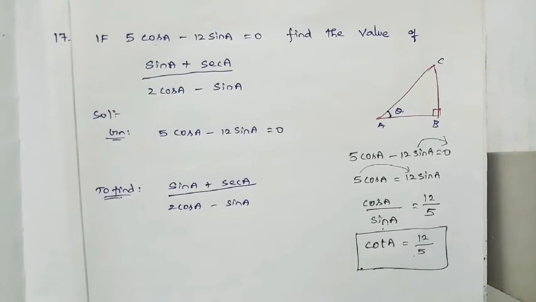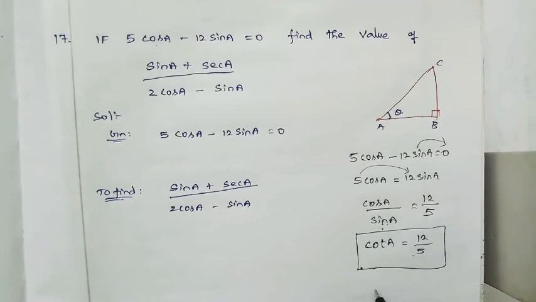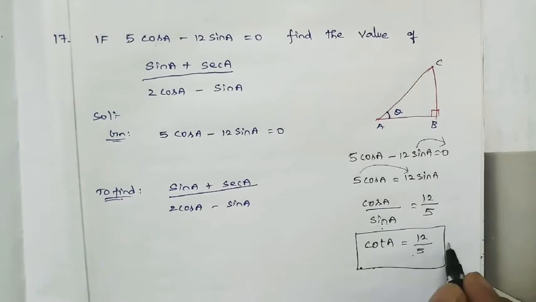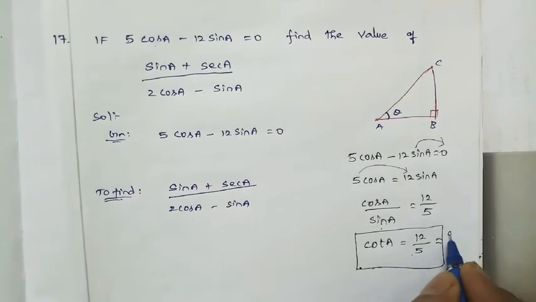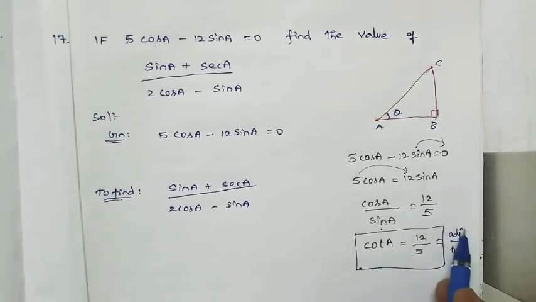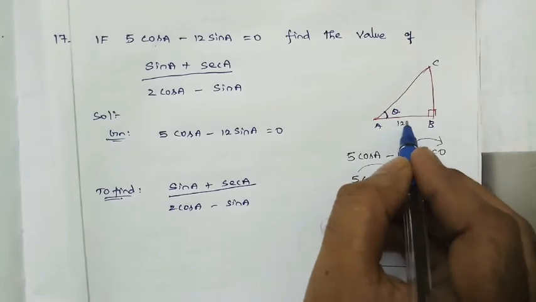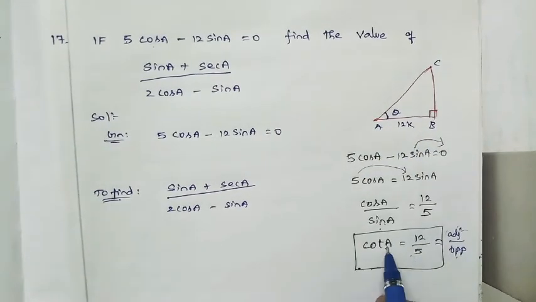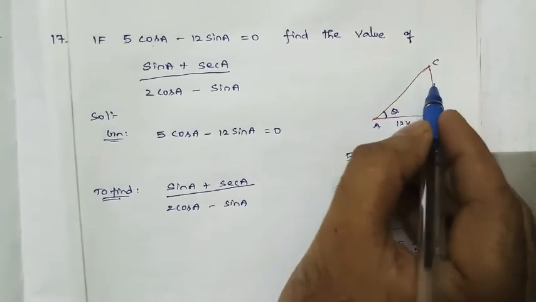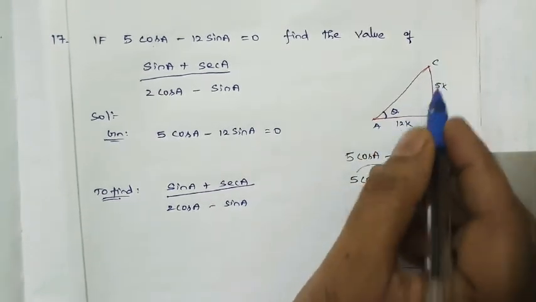What is the trigonometric ratio of cot A? Cot A is equal to adjacent side divided by opposite side. So the adjacent side for A is 12k, so the length of AB is 12k, and the opposite side for A is 5k. Now we know these two measurements.